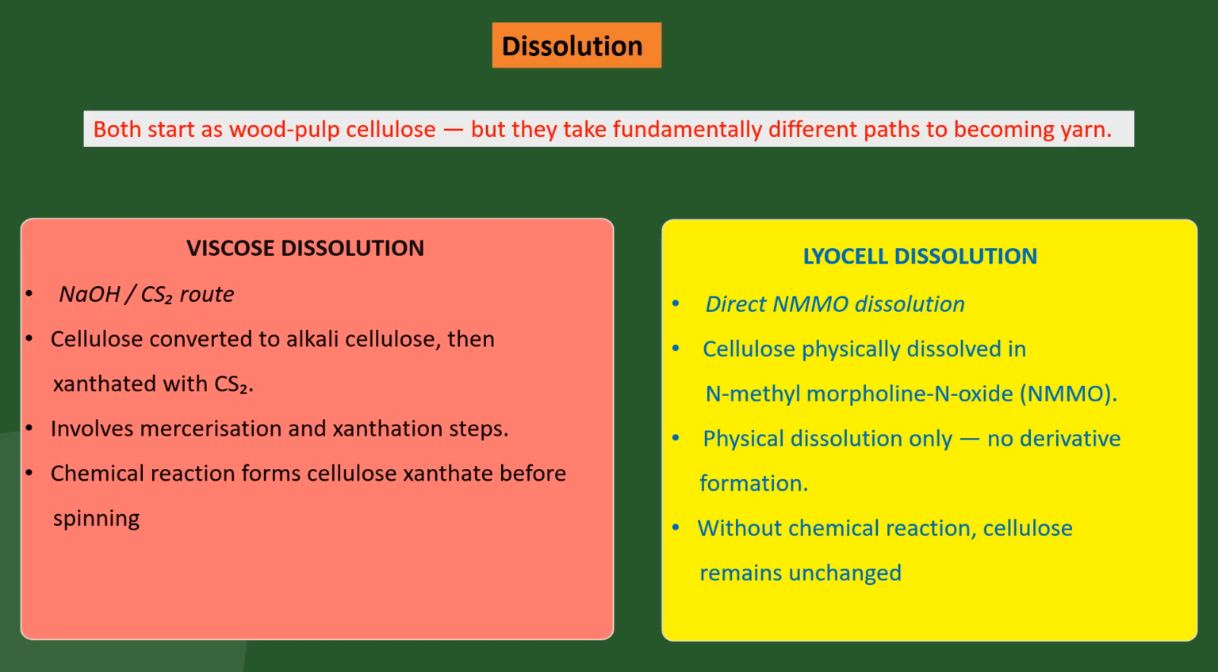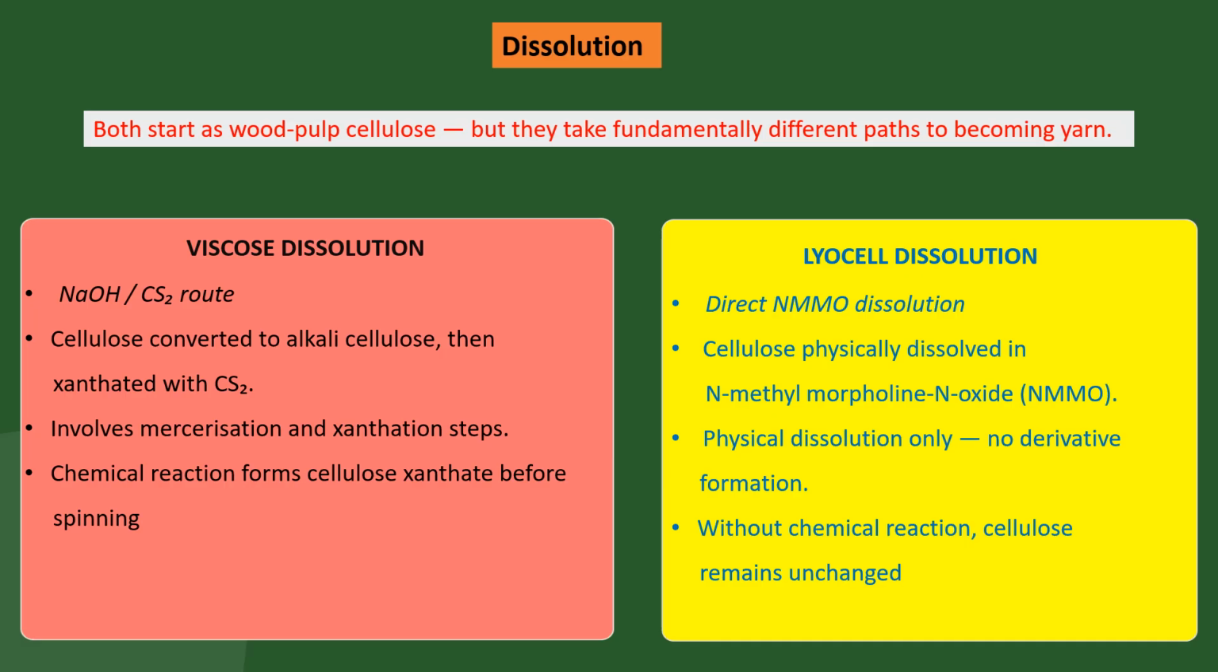Although both viscose and lyocell start from the same raw material, wood pulp cellulose, their dissolution routes are fundamentally different. In the viscose process, cellulose undergoes chemical modification. It is first treated with sodium hydroxide to form alkali cellulose, and then reacted with carbon disulfide to produce cellulose xanthate. This chemical derivative is dissolved and later regenerated into fiber.